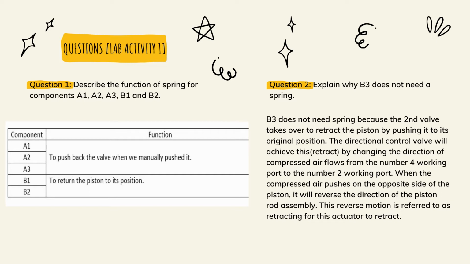For question 1, describe the function of spring for components A1, A2, A3, B1 and B2. Okay, for A1, A2, A3, that is a directional control valve, and the spring is to push back the valve when we manually push it. The function of a directional control valve is to stop the airflow and change the direction of airflow. Next, B1 and B2 are single acting cylinders. So the function of the spring for B1 and B2 is spring force to return the piston to its position.